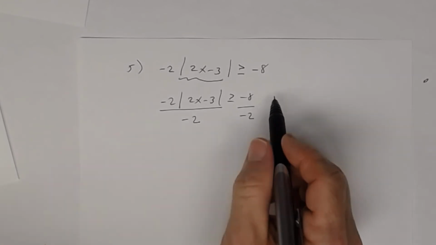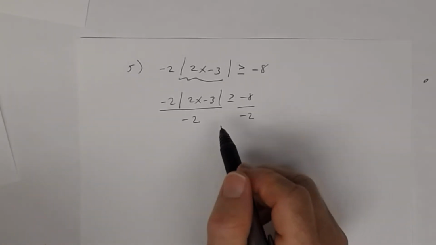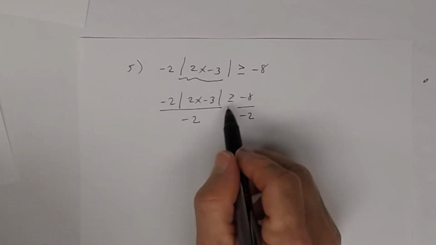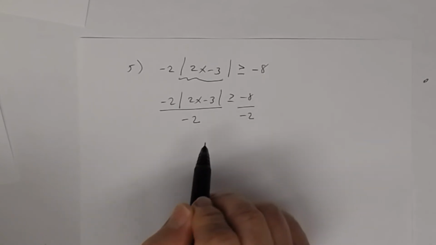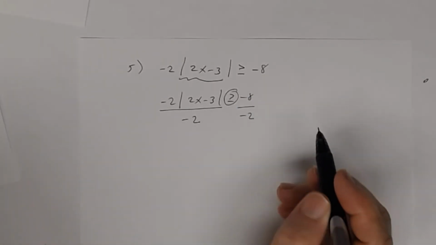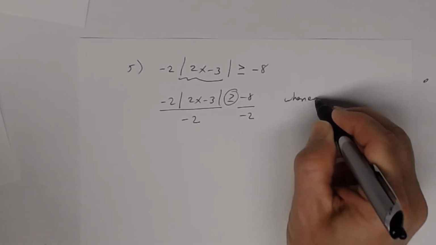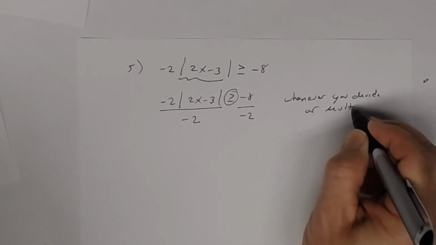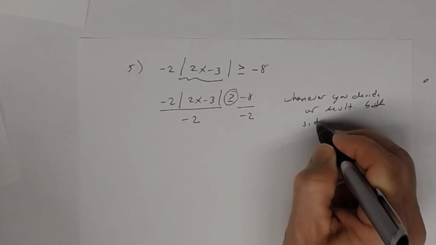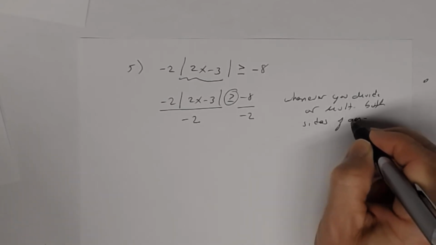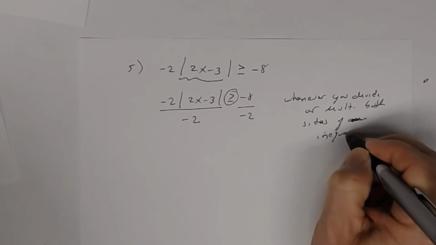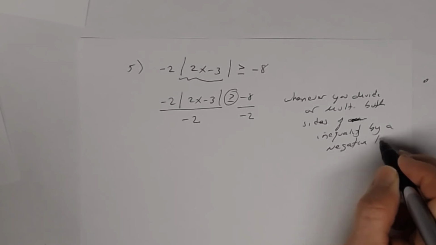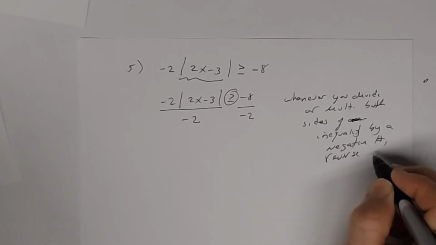Okay, now let's see if you remember something. Remember in a few lessons ago, whenever you multiply or divide an inequality by a negative number, what must you do to this inequality symbol? You must reverse it. Okay? So remember, whenever you divide or multiply both sides of an inequality by a negative number, reverse the inequality symbol.